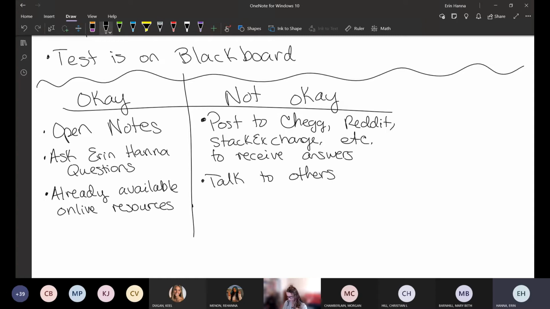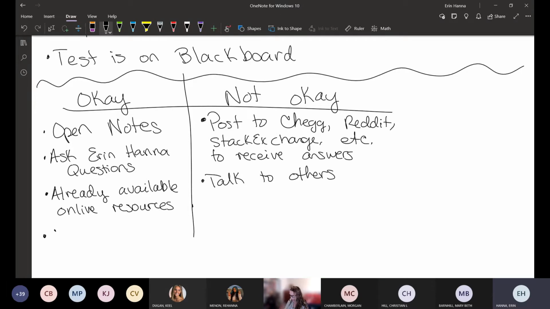So you can't help each other out. I caught some people doing that on their final last semester. They got reported. It's pretty obvious if you're working together, so don't do it. Anything else you can't use? No, that's pretty much it, I believe.